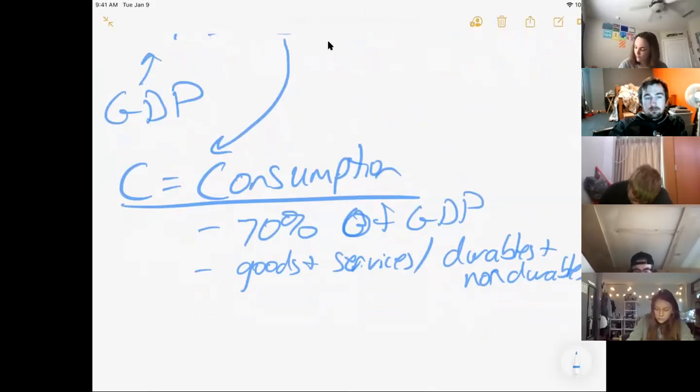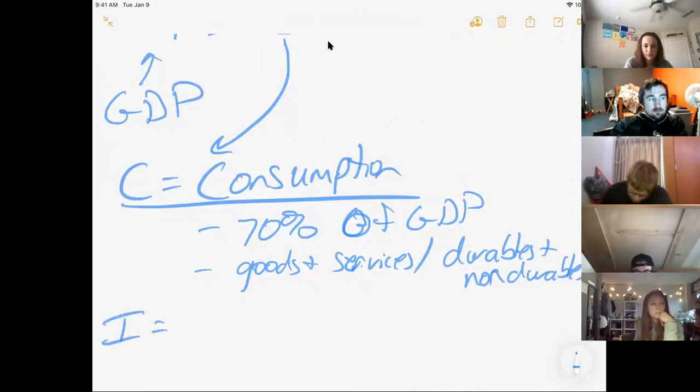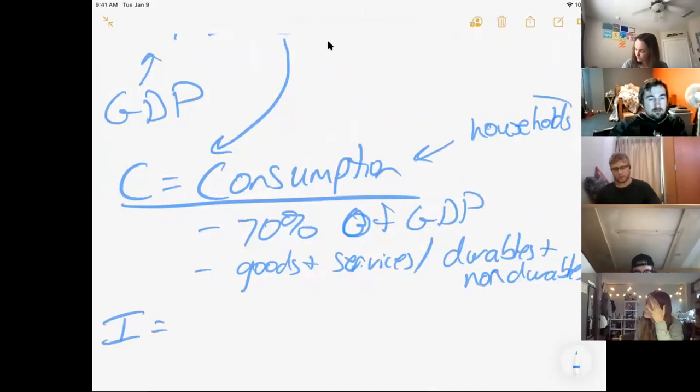So C really captures most of the things that you or I would buy in our lives. Most of what we buy in our life would be considered a consumption good of one form or the other. That's why C is such a big component of GDP. As I said, about 70% of GDP is a consumption good in one form or another. So consumption is basically the things that are bought by households.